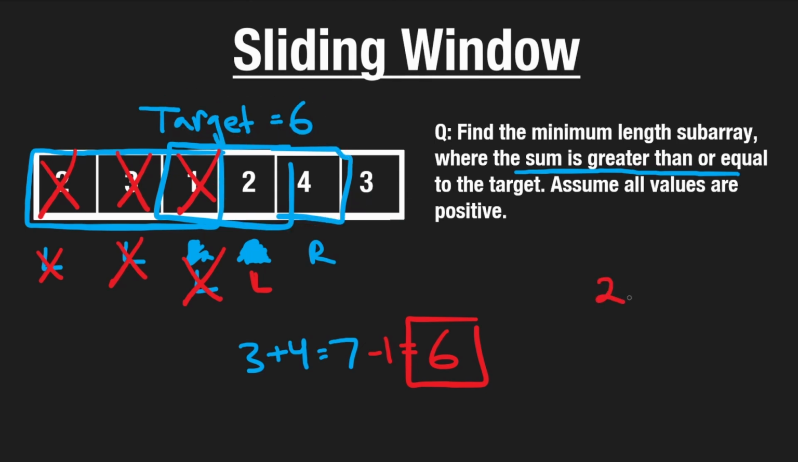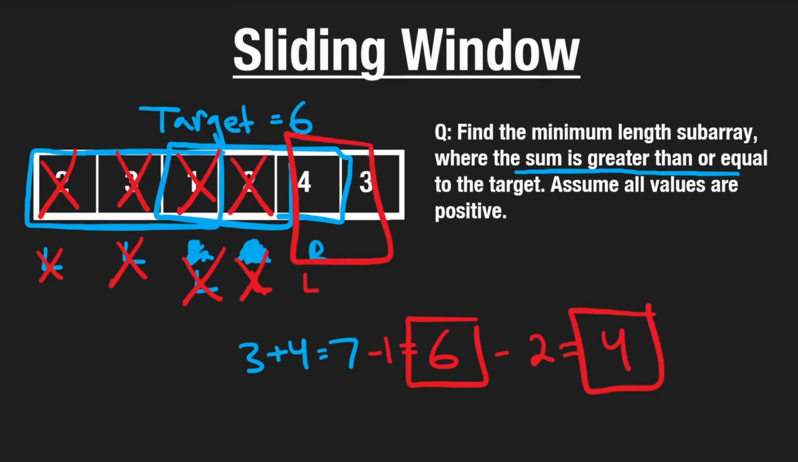It's of length 2. But since the sum is still greater than or equal to the target, we're going to keep shrinking this window. We're going to take the left pointer and once again increment it. Now it's going to be in the same position as the right pointer, and our sum is now going to be 6 minus 2, which is going to be 4. So now this window is no longer valid.